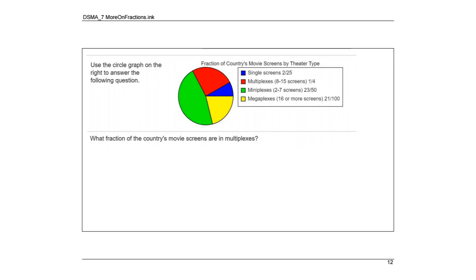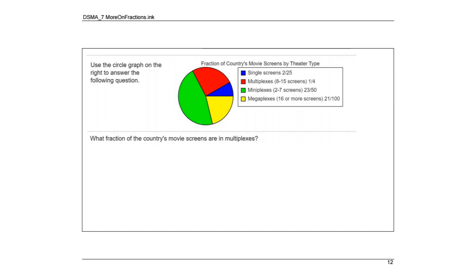Last problem for DSMA 7. So they gave me a pie graph. We've been looking at these. We have a pie chart, and these are the fraction of the country's movie screens by theater type. So we have blue is single screen, red is multiplex, that's 8 to 15 screens. Green is miniplexes, 2 to 7 screens, and yellow is megaplexes, which is 16 or more screens. And notice they put the fraction right next to it. We are not going to have to compute anything with this. That's very nice of them.